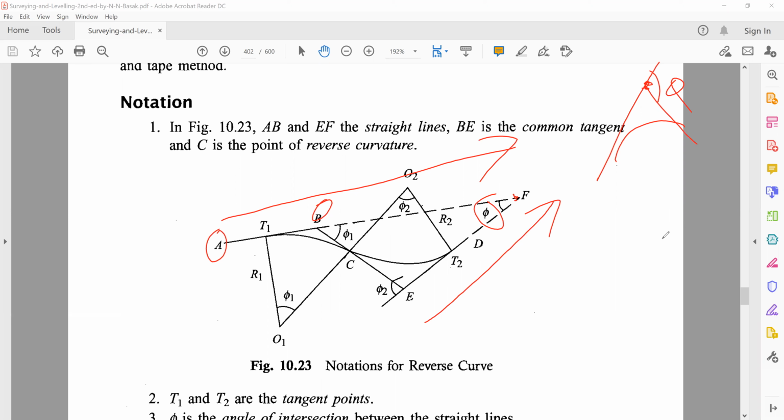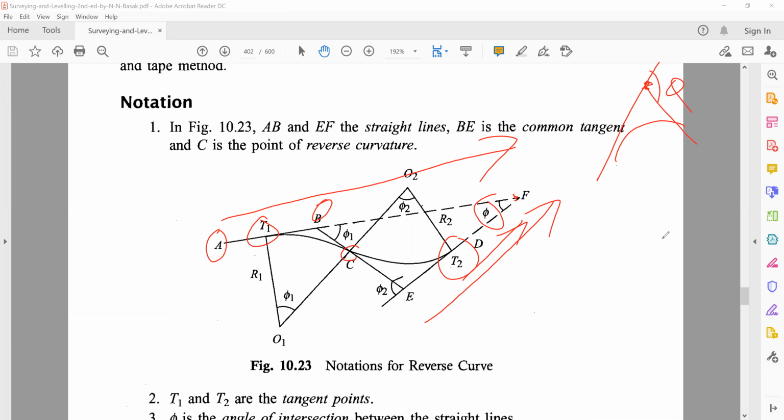Now, when we give the two curves, the curve would start from the point T1, go to the point C, and from the point C you would have an opposite reverse curve, which would end at the point T2, and after that T2D would be the direction of travel. If you look at the two curves individually, each is just a simple circular curve. Like we did in the compound curve, where we analyzed the two curves independently of each other, so it gets very simple.